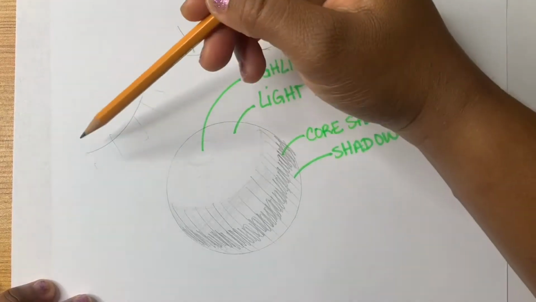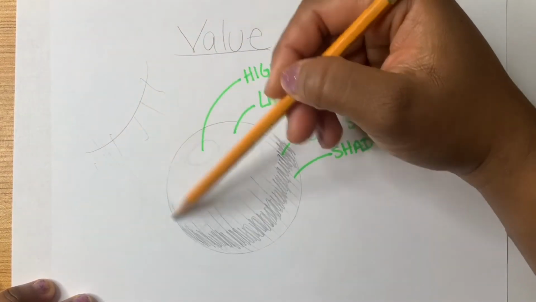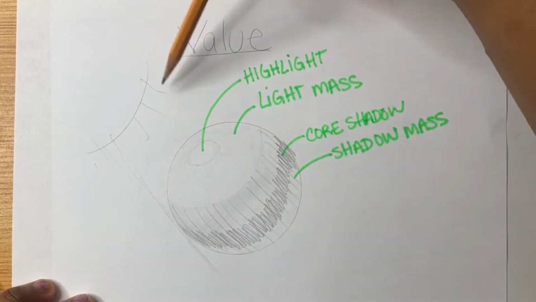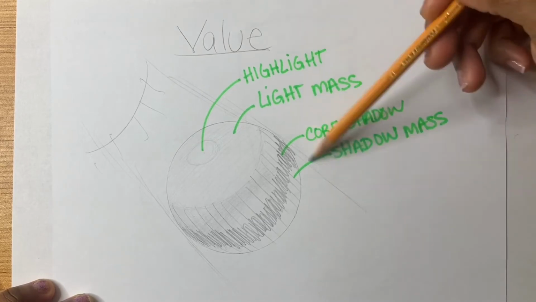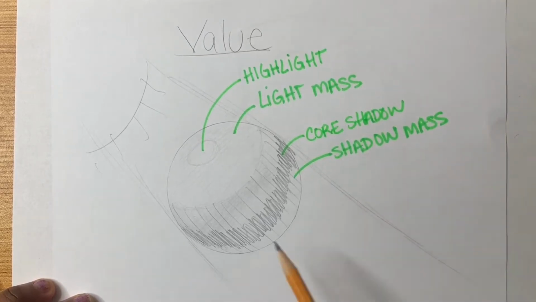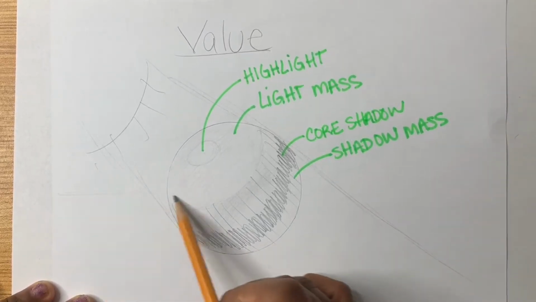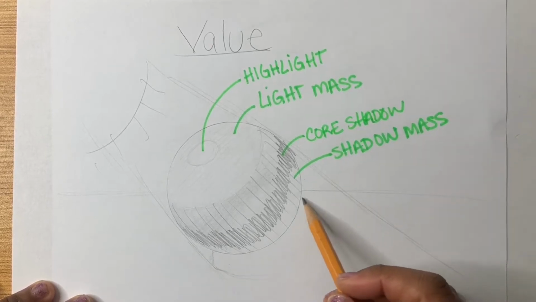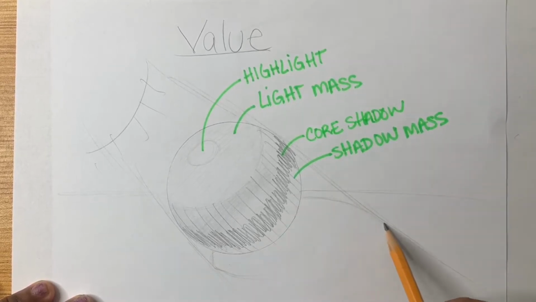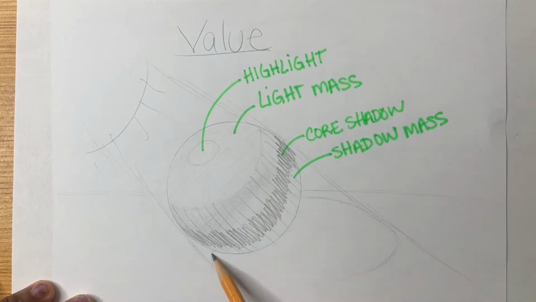Now remember, this light is casting a shadow onto the table. So imagine this light is hitting the sphere and casting a shadow on the table. If this is our table, the cast shadow will go like this. It'll come around, and depending on how high that light is, it'll go like this and cast a shadow, okay? Now we're going to shade that.